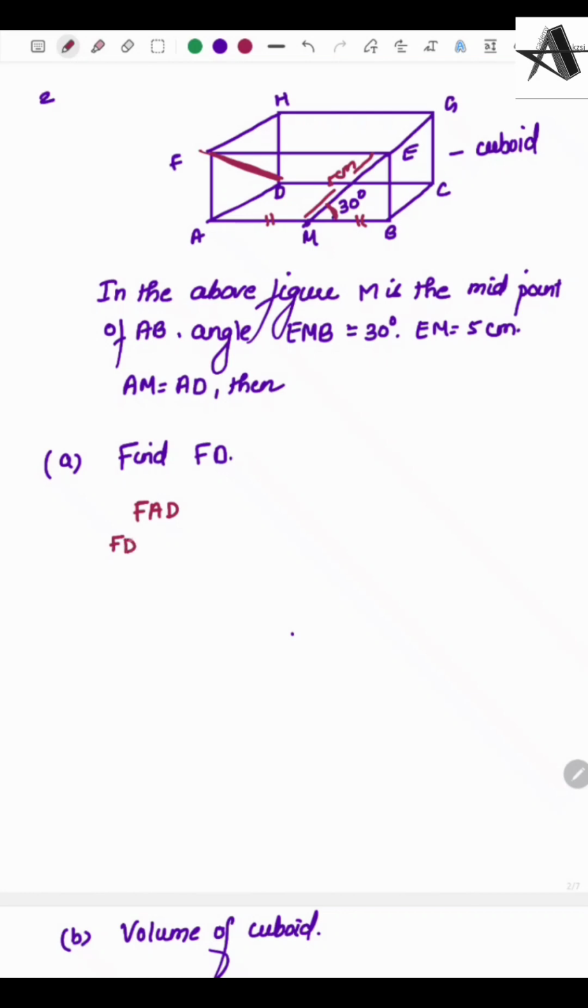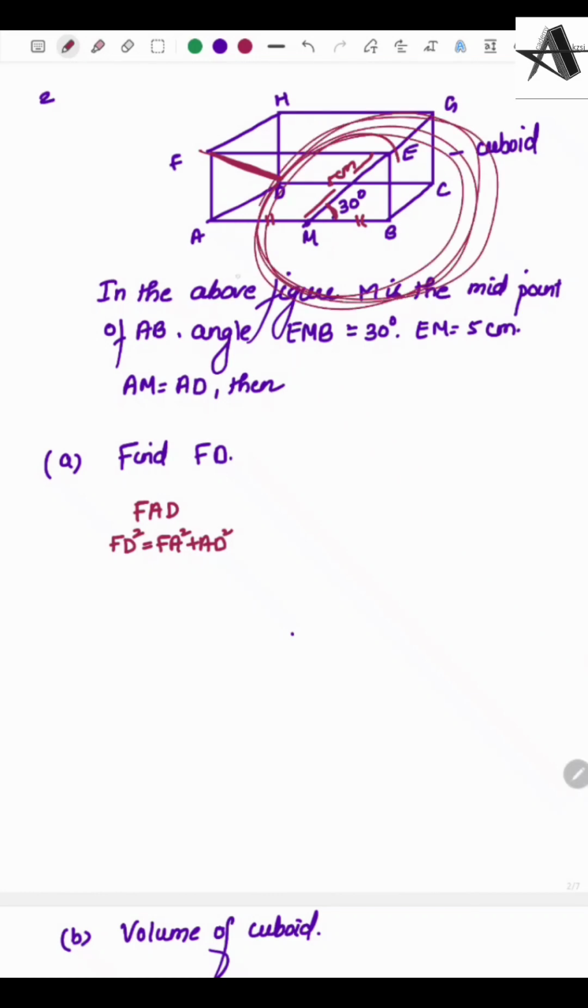It will be FD squared is equal to FA squared plus AD squared. That means if I want to calculate FD, I should know FA as well as AD. Let me work on it. How can I calculate FA and AD? Something is given right here, so let me focus on this triangle. It will help us in calculating. In this triangle EMB, EM is the hypotenuse, given.